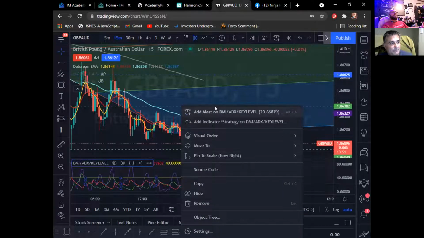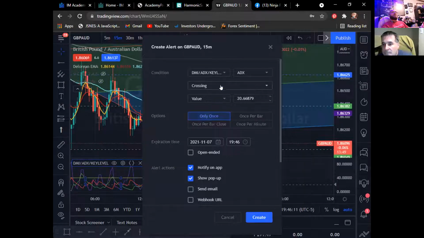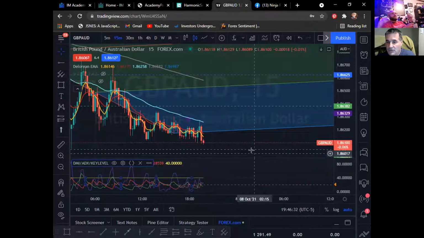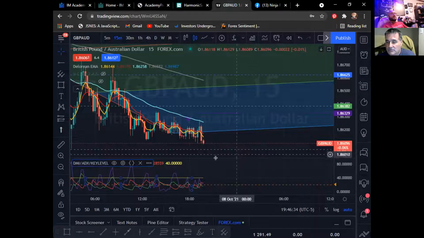So can we set an alarm crossing DMI key level? Hell yeah. Yes, you can. Right here, key level. Is that once per bar close? Yep. Once per bar close. That way, if I miss the alarm, it'll keep telling me. Dang it, man. That's a good alarm. Wow. That's a great alarm.